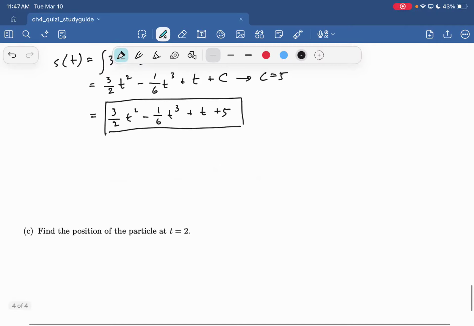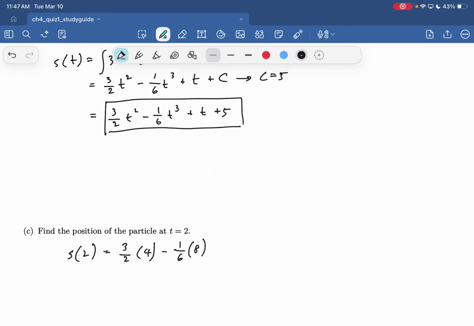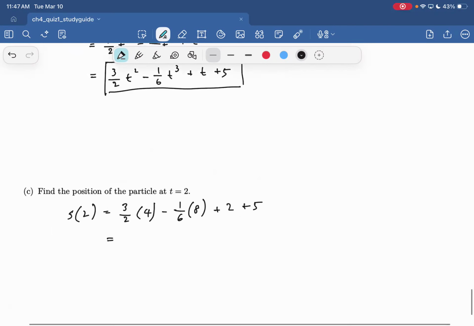Then the last question is just finding the position at t equals 2. So we just need to plug in 2. That's 3/2 times 4 minus 1/6 times 8 plus 2 plus 5. And so this equals 6 minus 4/3 plus 7, which is 35/3.